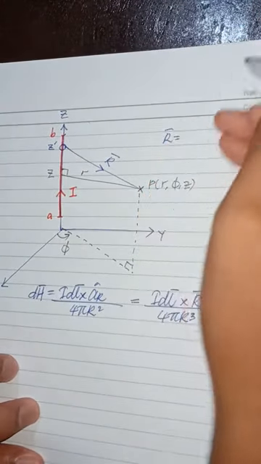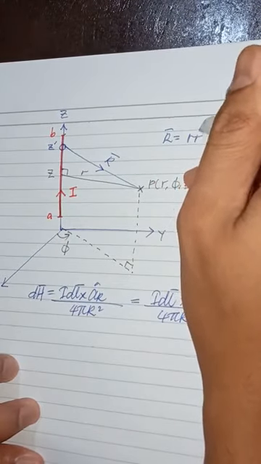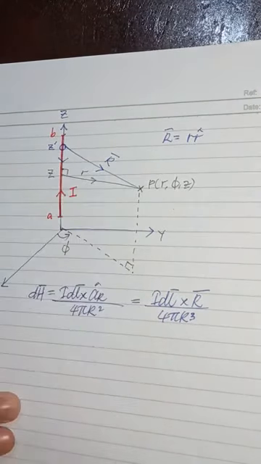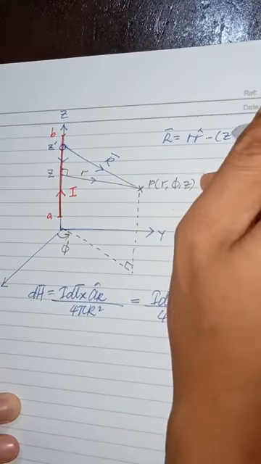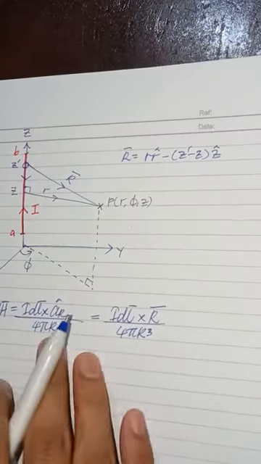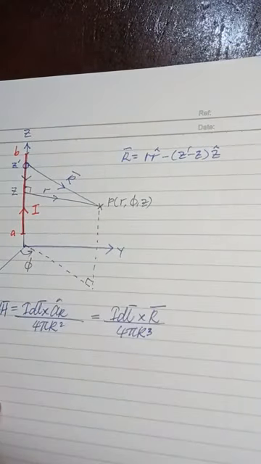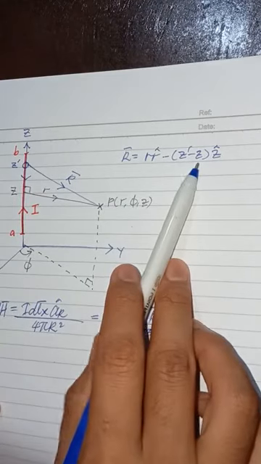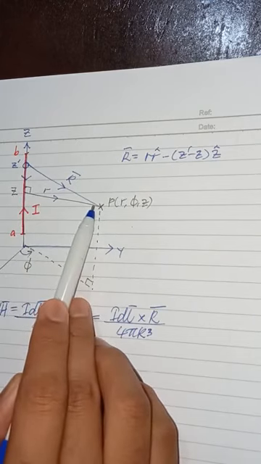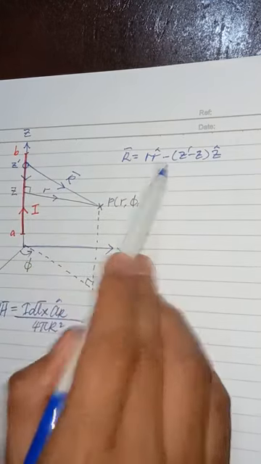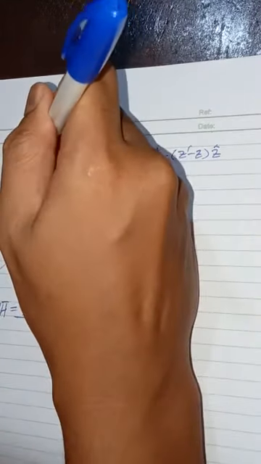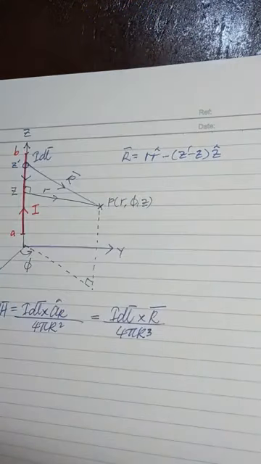The R vector is equal to the R component, this side, plus this side, minus Z prime minus Z component. So this vector R is composed of two main components, in R and also in Z. The R is positive because it comes out radially outwards, and the Z is downwards, so it has a negative there. Alright, so now this is your current element.